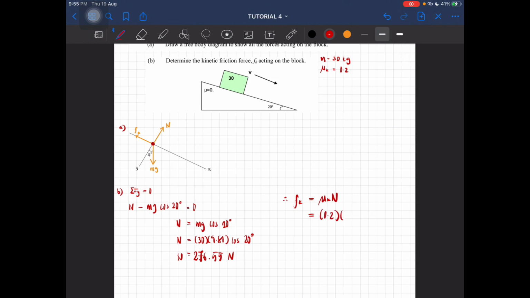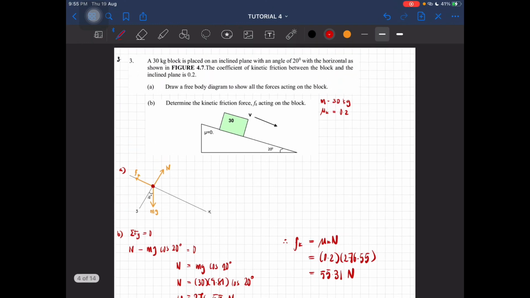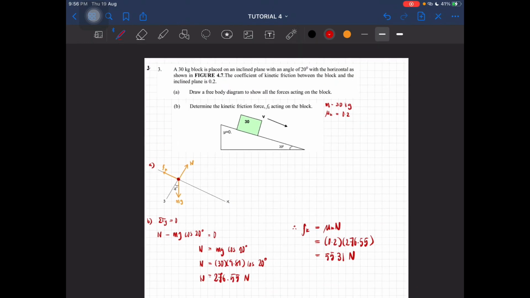So from here we can then find the friction force to be equal to mu k n. Mu k is 0.2, n is 276.55. So times 0.2, we'll then get 55.31 Newton as the friction force. Okay, so that is question number 3.